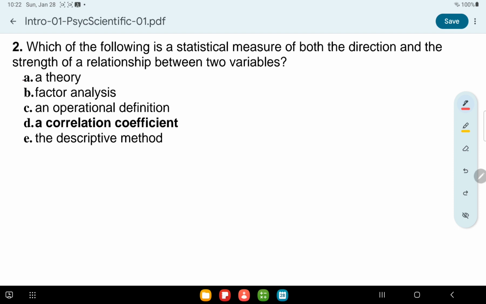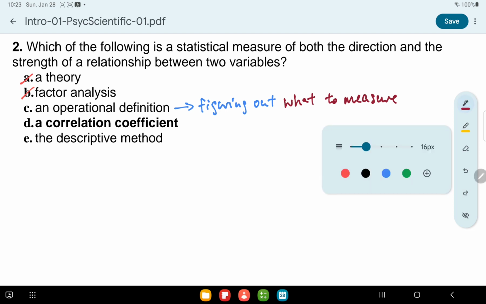So, theory, not the best answer. Factor analysis, it's not even exactly relevant per se. Now, an operational definition, if you recall from your reviews, refers to the act of operationally defining what to measure. It is a process of figuring out the what and how to measure. So it's the what and the how.